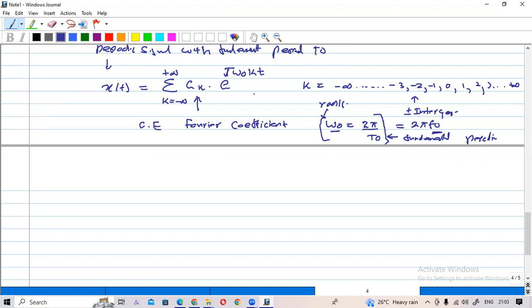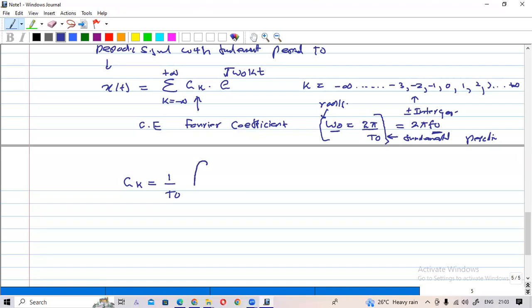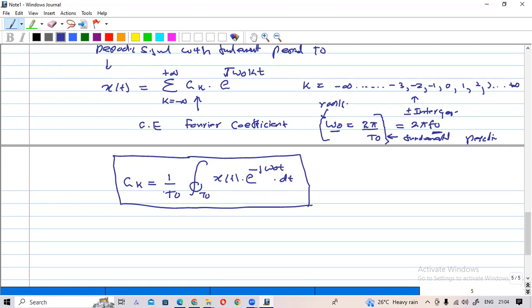Now we have a problem. We need to evaluate this CK. The CK can be evaluated using this integration. CK is equal to 1 over T naught, where T naught is the fundamental period, and we need to integrate within a period. Within one period, the signal x(t) should be multiplied by e to the power minus j omega naught t dt. Using this integration, you can calculate the CK value.